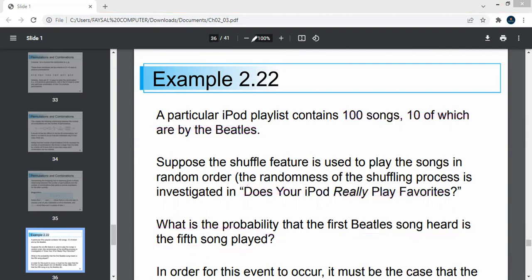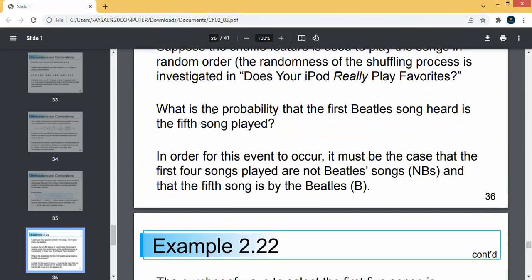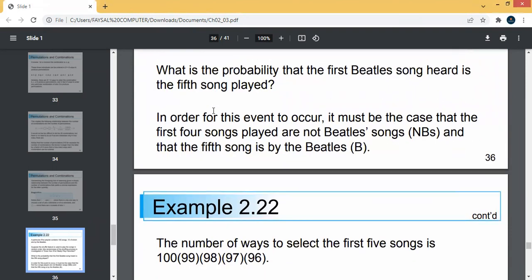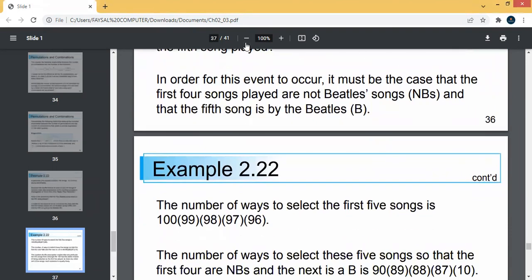In order for this event to occur, it must be the case that the first four songs played are not Beatles songs, and the fifth song is a Beatles song. So basically there are five different options.